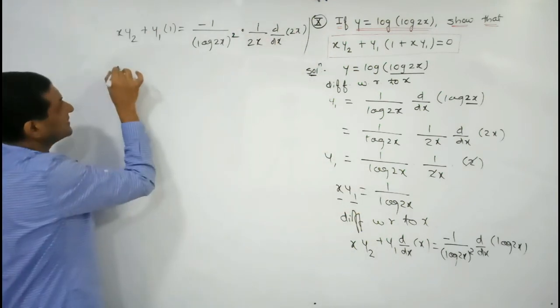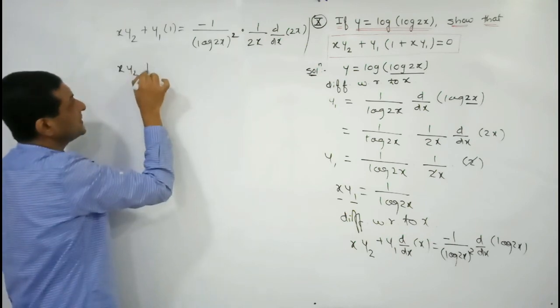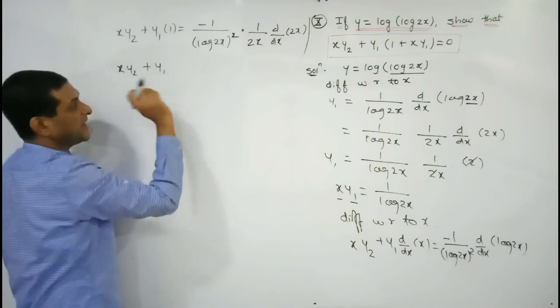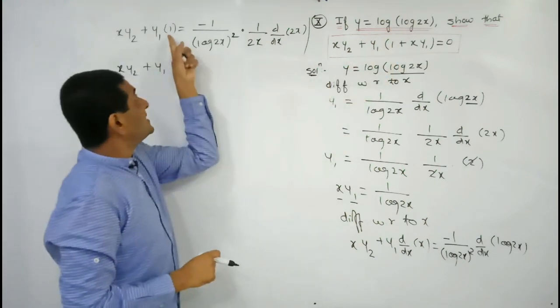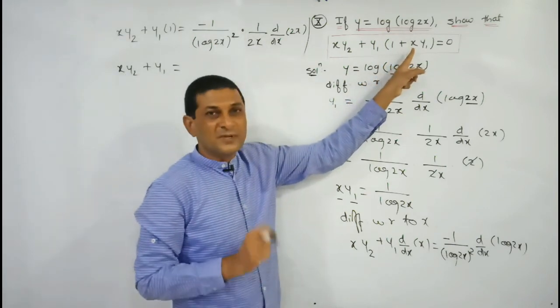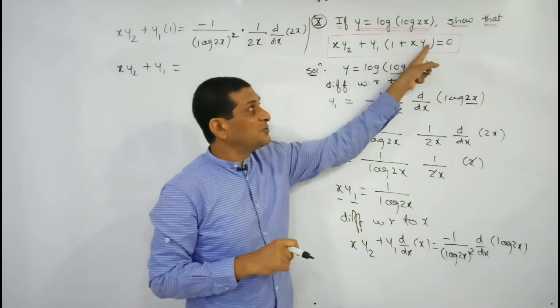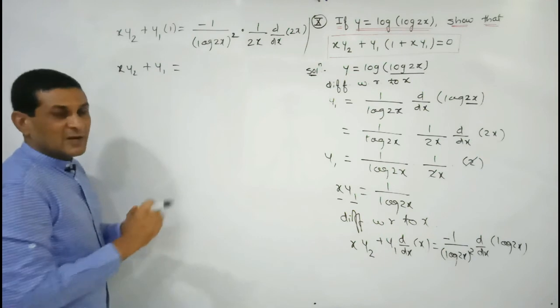So here x y2 keep it as it is because this is our first required term, plus y1 into 1, that means y1. We have got the second term also. Now simplifying it, we have to get y1 into y1, which is the square of y1, the square of y1 into x. That will be our required result.